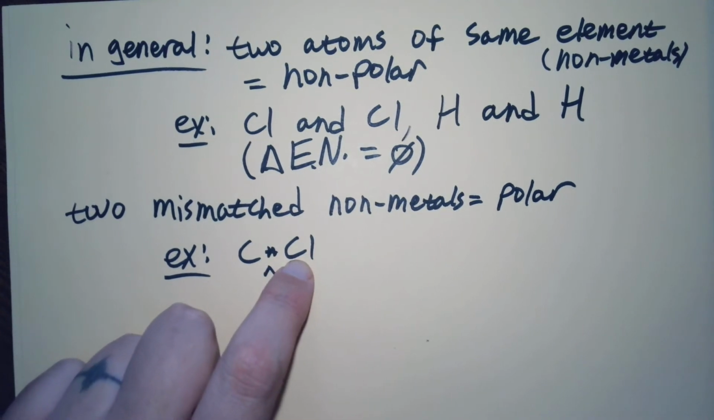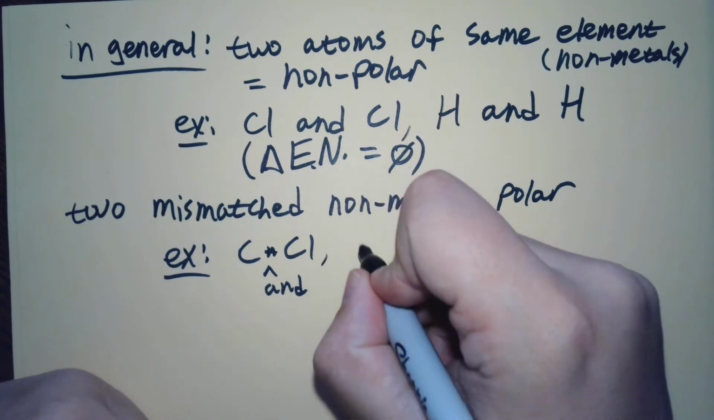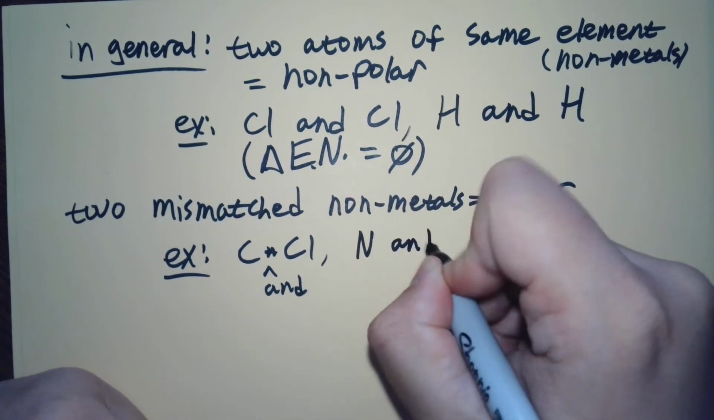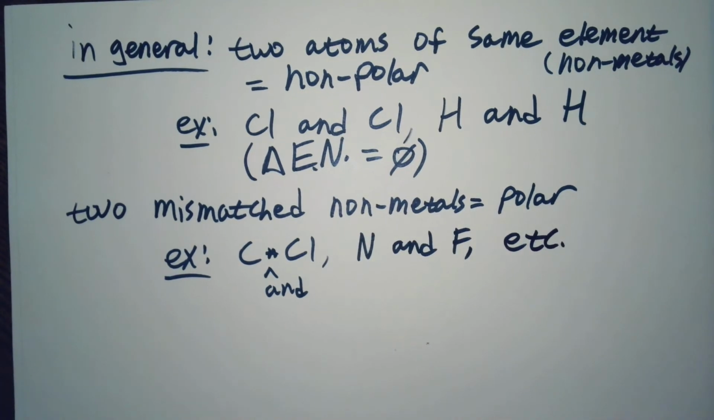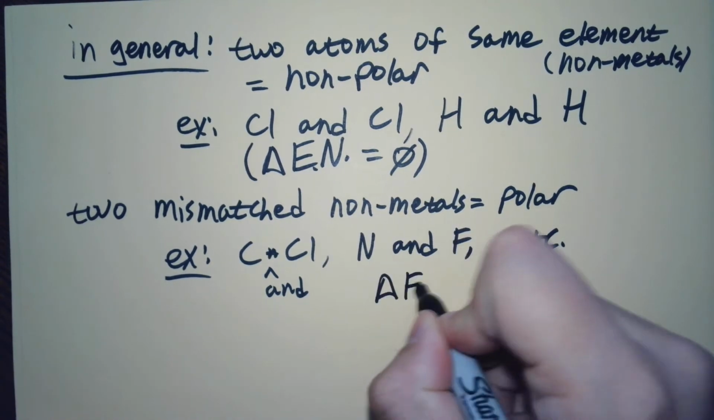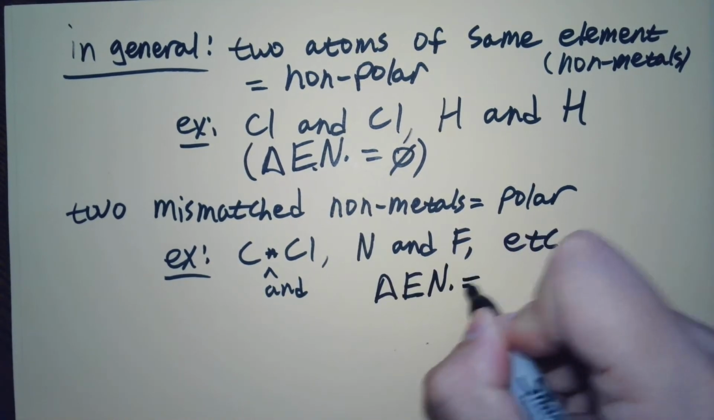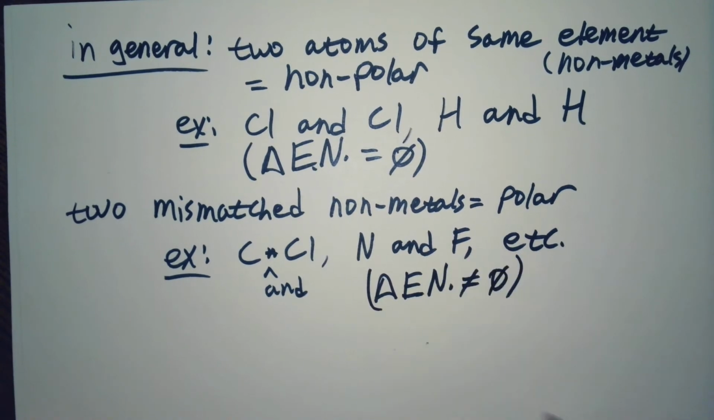All right. What else could we have? Well, we could have something like nitrogen and fluorine, etc. Any sort of mismatch in nonmetals, you get a polar bond. And so what you have is a difference in electronegativity that does not equal 0. It's more than 0, and it's more than whatever the book says.